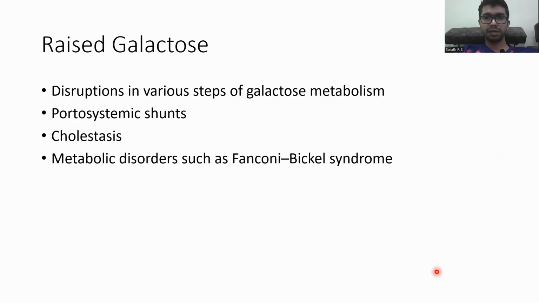What are the possibilities that we need to consider when we get a raised galactose in serum? The most common one is galactosemia, that is, disruptions in various steps of galactose metabolism. Second one is portosystemic shunts. This is because, suppose there is a portosystemic shunt, that means the blood will bypass the liver and reach the systemic circulation from the portal circulation.